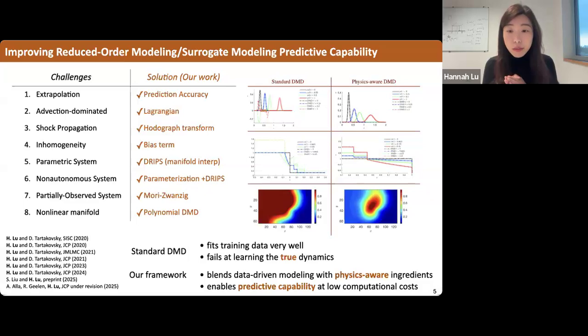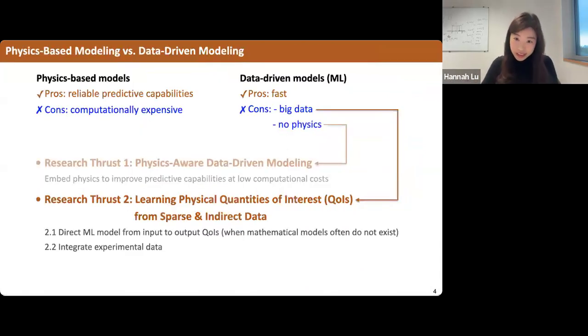totally off. We developed a variety of methods to blend this data-driven modeling tool, DMD, with physics-aware ingredients to enable predictive capabilities at low computational cost. We had some results for extrapolation error bounds, and some treatments for advection-dominated systems, shock propagation, and so on. I'm happy to talk offline if any of these topics are of particular interest to you. But today, I would like to focus more on the second part.